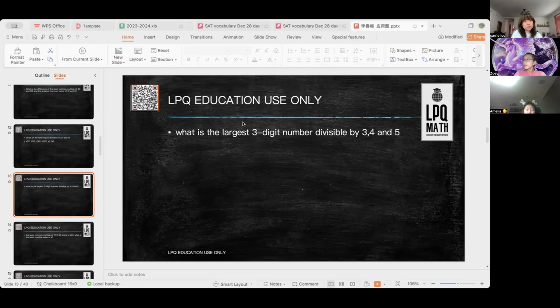Okay, so now let me change it a little bit for this question. What is the smallest 3-digit number that is divisible by 3, 4, and 6?